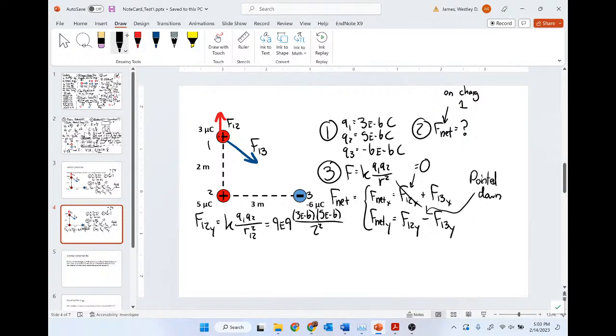Where am I getting that 2 meters from? Bam. Right there. I'll go ahead and label that on the picture. This is R12, the distance between charge 1 and charge 2, which is 2 meters according to the picture. So that's a number.